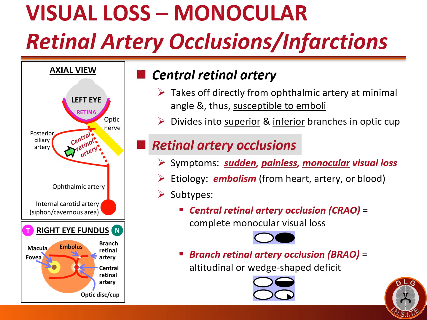The branch retinal artery occlusion, however, would be an altitudinal or wedge-shaped deficit. If it involves the entire branch, then the patient cannot see entirely upper vision or lower vision in one eye. If someone has that symptom, I cannot see above the meridian or I cannot see below the meridian, it has to be this syndrome because of the unique anatomy in the eye where the branches of the retinal artery are superior and inferior. Sometimes it's a branch of the branch and you get this wedge-shaped deficit in their vision.